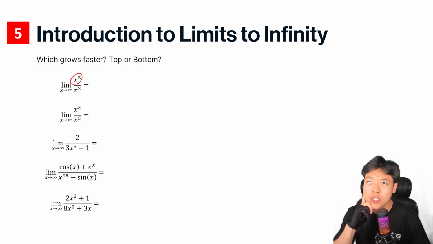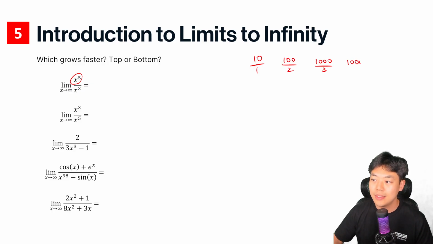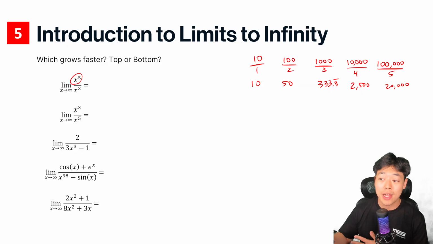Now, what do you know about fractions where the numerator is growing faster than the denominator? Let's take a look. Let's start with 10 over 1, and then 100 over 2, and then 1,000 over 3, 10,000 over 4, 100,000 over 5. Where are these numbers going? Well, this is 10, 50, 333.3 repeating, 2,500, 20,000. Where are these numbers headed? We're getting bigger and bigger and bigger.